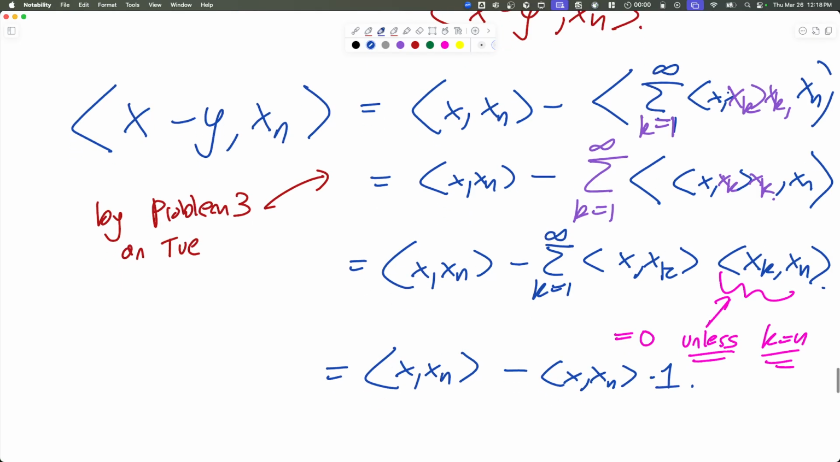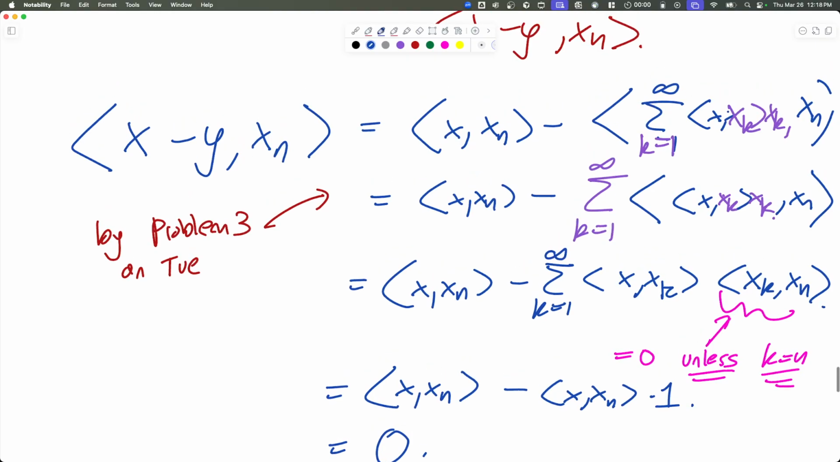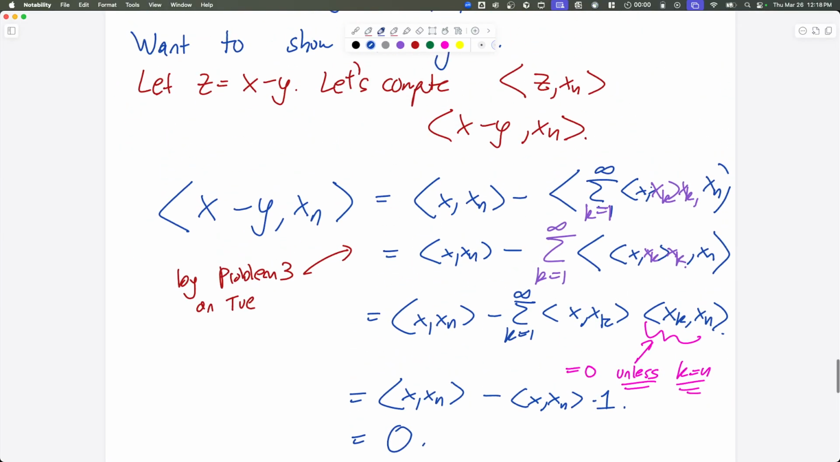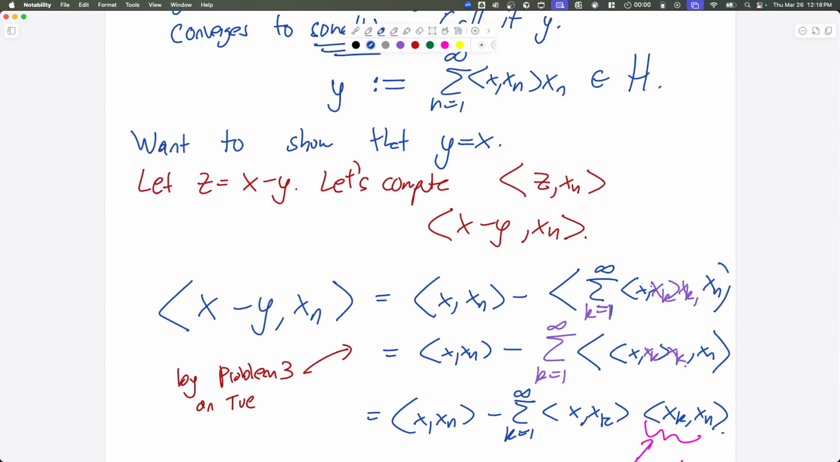And ⟨x, xn⟩ minus ⟨x, xn⟩ equals 0. Whatever it is, we've subtracted it from itself. Okay, this is not super surprising. If you look at the big picture of what we've done, we made a vector y by taking ⟨x, xn⟩ as the coefficient. So the coefficient of xn was ⟨x, xn⟩. And then we said, please tell me the coefficient, by the coefficient extraction lemma. We said, what's the coefficient of xn in y? And it's not surprising it's ⟨x, xn⟩.